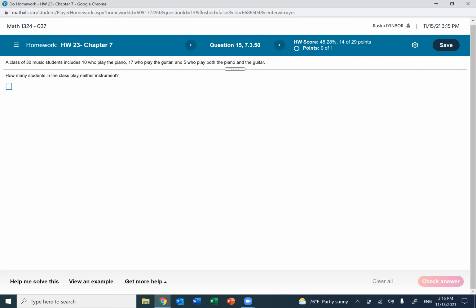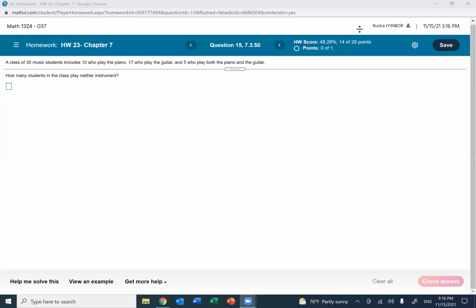So here we have a class of 30 classical music students, which includes 10 who play the piano, 17 who play the guitar, and 5 who play both the piano and the guitar. How many students in the class play neither instrument? Okay, so let's solve that. Here we can use a Venn diagram to solve it.